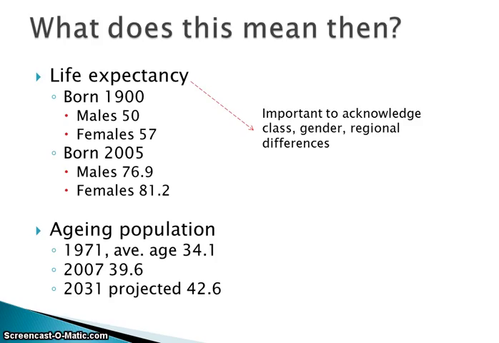We obviously now have an ageing population as well. If we are living longer, then the average age is going to increase. In the 1970s, the average age was just over 34. That increased to just short of 40 in 2007, and it's projected to increase to around 42.6 in 2031.